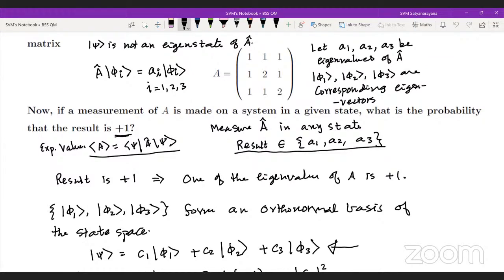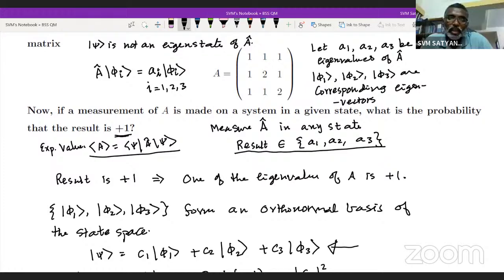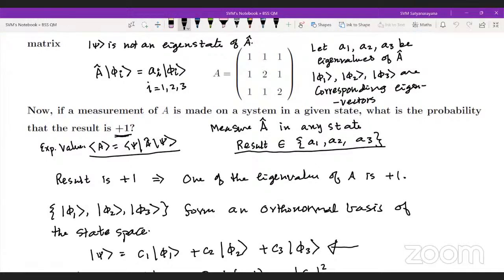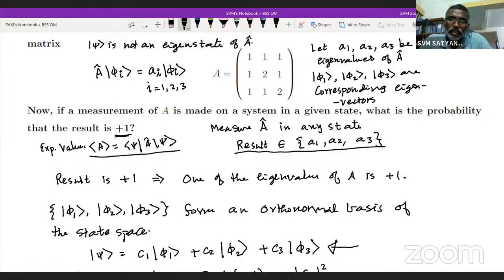So what I suggest is, I don't want you to stop this problem with this. Find out the other eigenvalues of this matrix. Okay, so find out the eigenvalues of this matrix, and then, just for practice, find out: if you make a measurement of A, what is the probability to get eigenvalues other than +1?